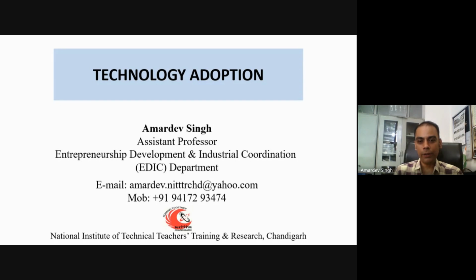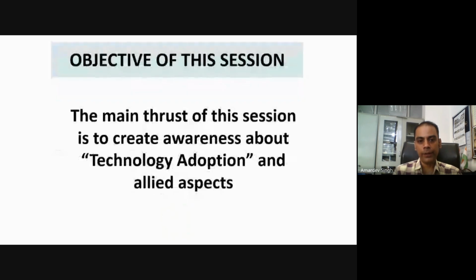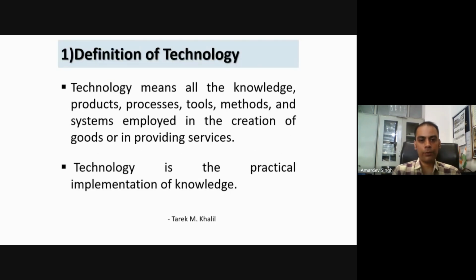Once we have understood the definition of technology and the components of technology, we now come to the perspective of technology adoption. As the name indicates, it refers to the adoption of a particular technology by the stakeholders, the intended users. The main thrust of this session is to create awareness about technology adoption and allied aspects.